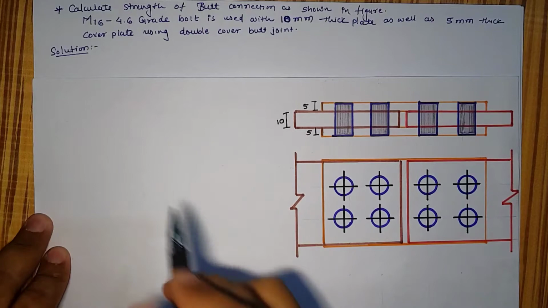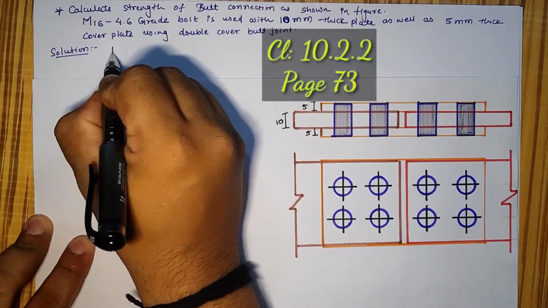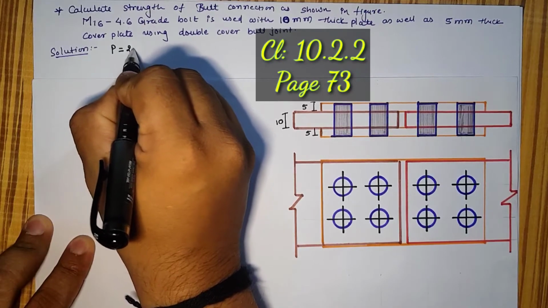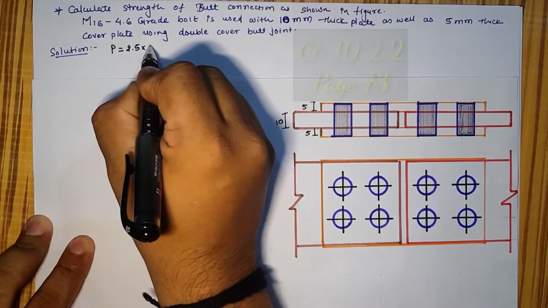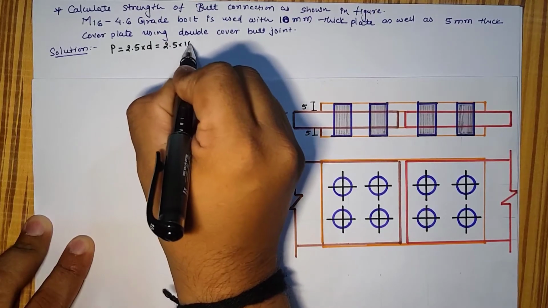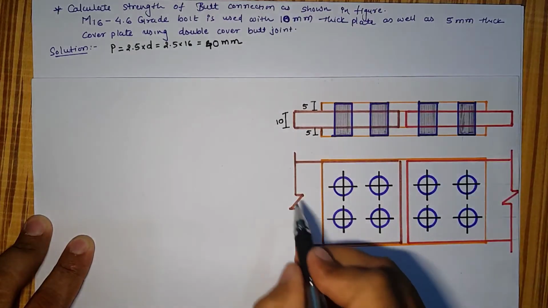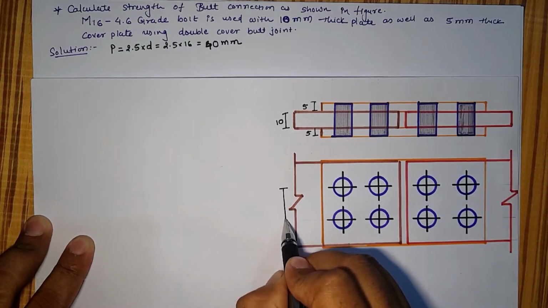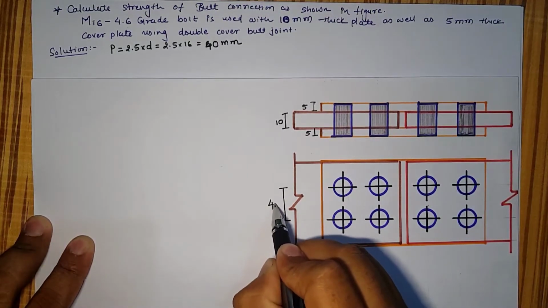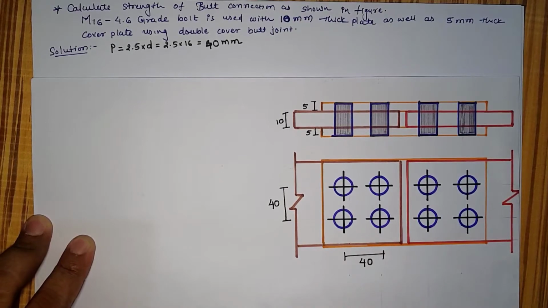Now next thing, we have given the M16 4.6 grade bolt. It means that the pitch value, which is equal to 2.5 into D, it means 2.5 into 16, which is equal to 40 mm. It means that the distance between these two bolts is 40 in the direction of load as well as the perpendicular direction of load.